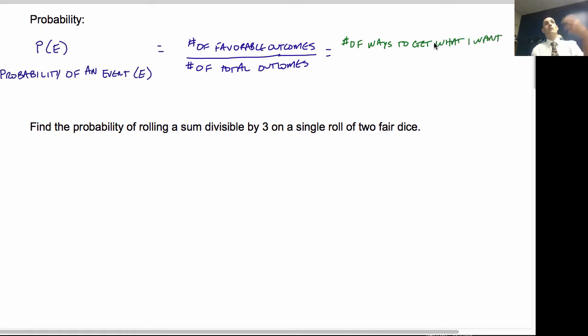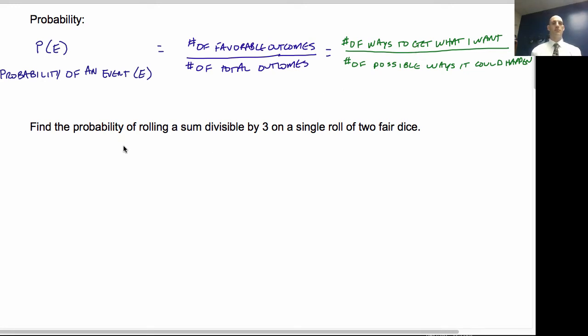For example, if I'm trying to roll a 7, if I'm rolling 2 dice, what are the ways to get 7? And on the bottom is going to go the number of possible ways it could happen. Okay, the number of possible ways that it could happen. So the probability is the fraction of the ways to get what I want, the favorable outcomes, over what's possible.